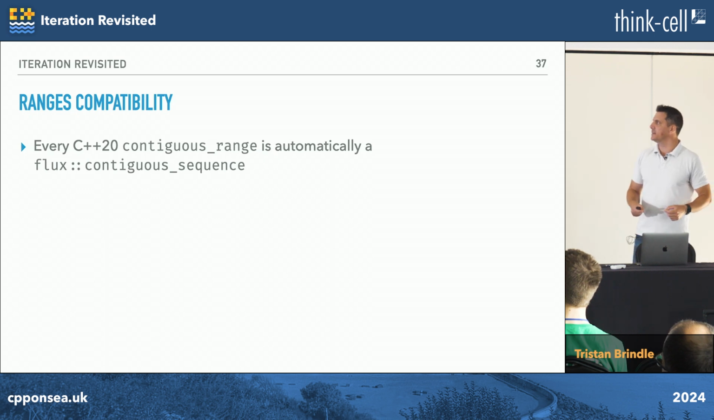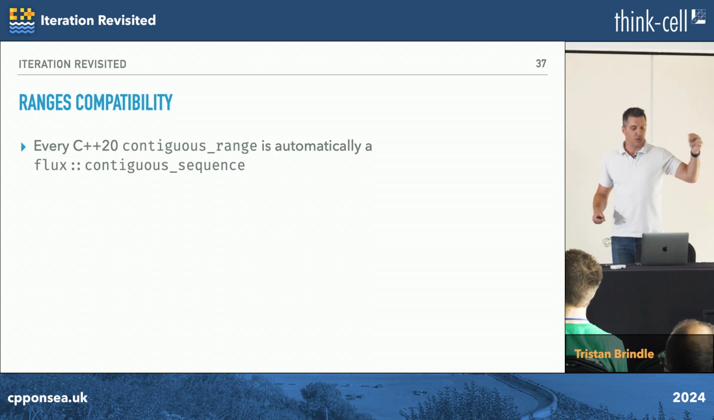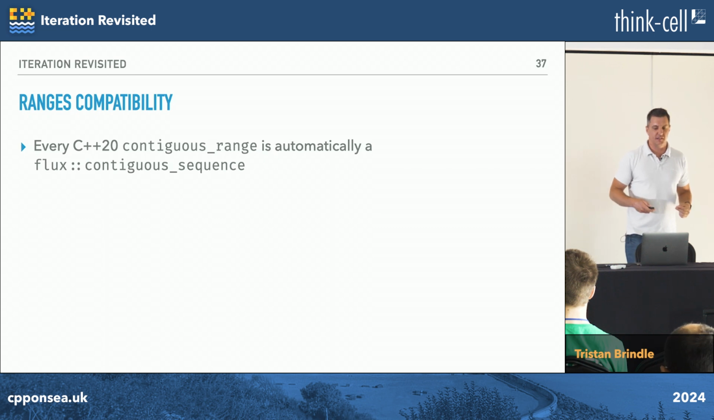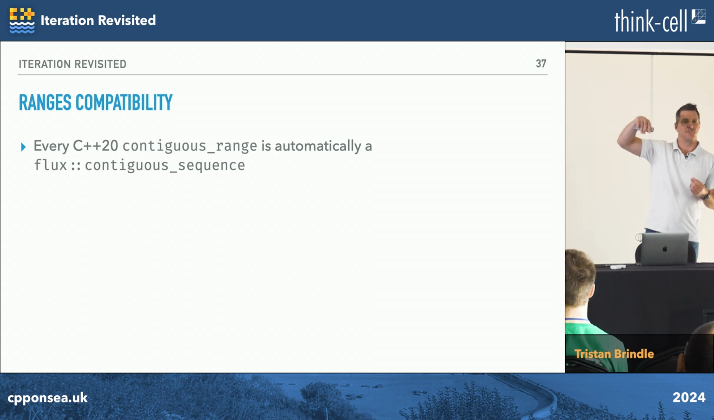And so to that end, every C++ contiguous range (in fact, this is slightly out of date, it's now every random access range) is automatically a Flux random access sequence. But let's say every contiguous range is automatically a Flux contiguous sequence. In fact, you probably didn't even notice, but we took advantage of this a few slides ago when we started iterating over an STL vector.